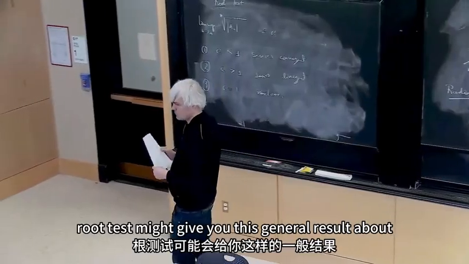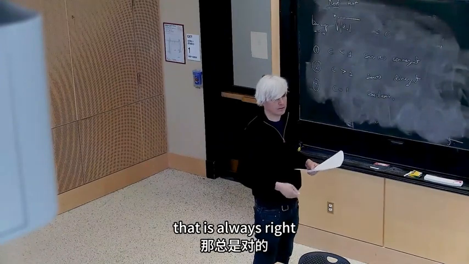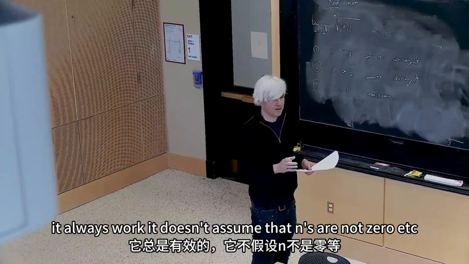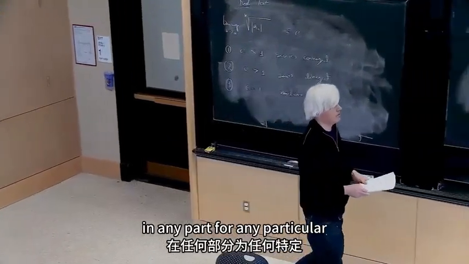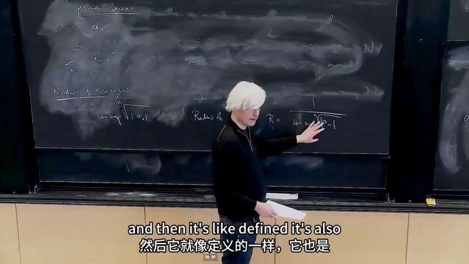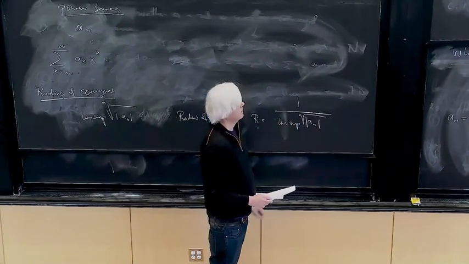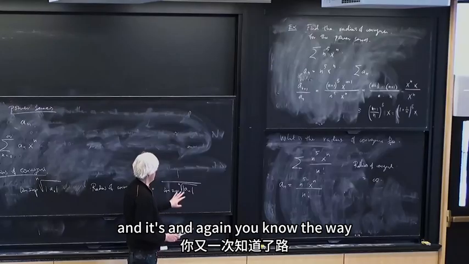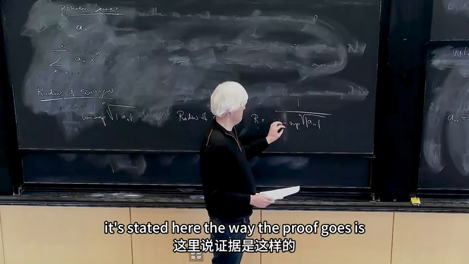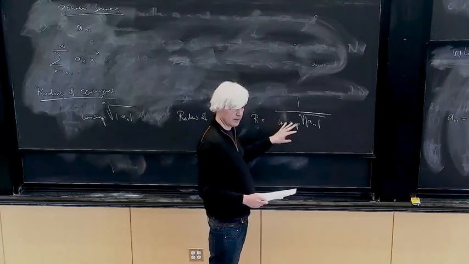And that's fine, right? And so that's why the root test gives you this general result that it always works. It doesn't assume that the a_n are not zero, etc. For any particular series, and it really should be a lim sup, it's a number that's always defined. And again, the way it's stated here, the way the proof goes, it's not comparing consecutive a_n.